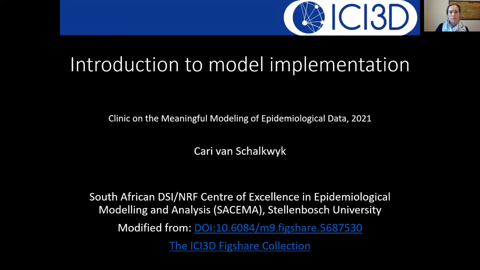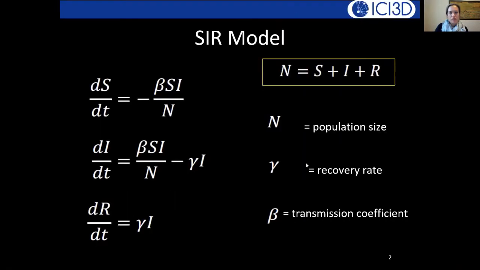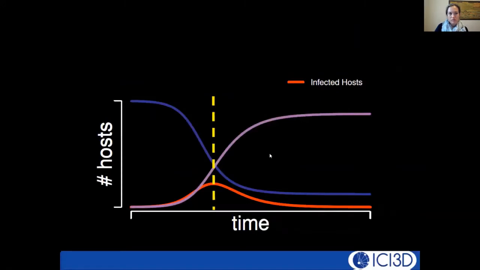Today we'll be doing a session called Introduction to Model Implementation. I will be showing you how to implement a simplified version of the ordinary differential equation SIR model that Steve in his lecture and then Zintle in the summary discussed with you yesterday. We'll be doing this implementation in R. I'll be showing you how to get from these equations to these epidemic curves.